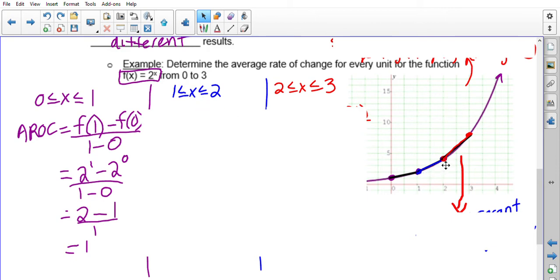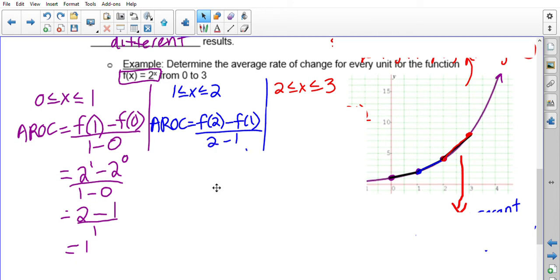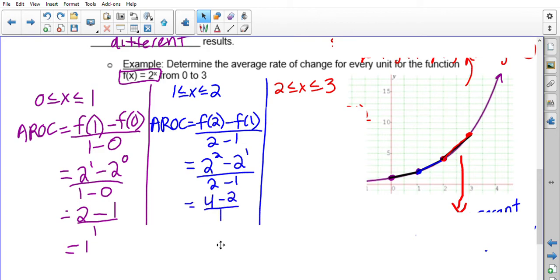All right, now let's draw the secant line from 1 to 2. Have a straight edge there to do that. And we're going to find the slope of that blue line. So f at 2 minus f at 1 over 2 minus 1. That's 2 to the 2 minus 2 to the 1 over 2 minus 1, and that leaves us with an average rate of change of 2.